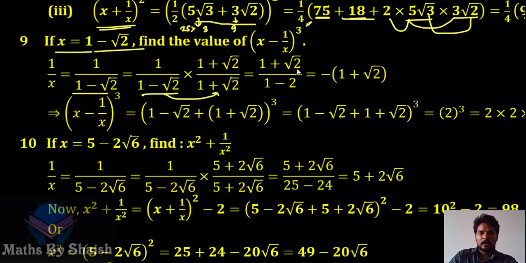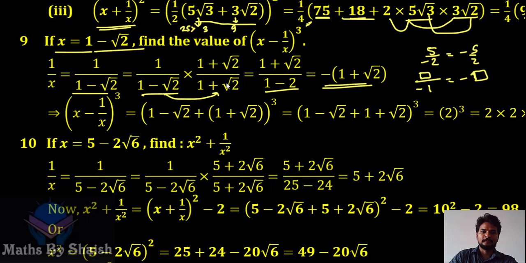We got (1 plus root 2) upon (1 minus 2), because 1 square is 1 and root 2 square is 2. It is (a minus b)(a plus b), that is a square minus b square. So we got minus 1 here, and numerator is 1 plus root 2. So we know that we can write 5 over minus 2 as minus 5 by 2. So it was this thing, there is a number upon minus 1, so we can simply write this number with a negative sign ahead of it. So that's why I have written minus times (1 plus root 2).